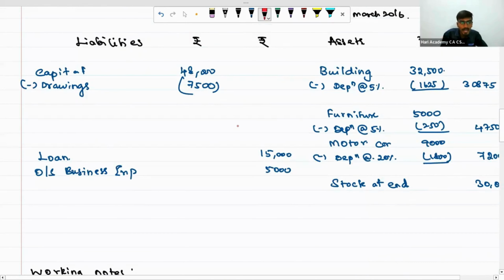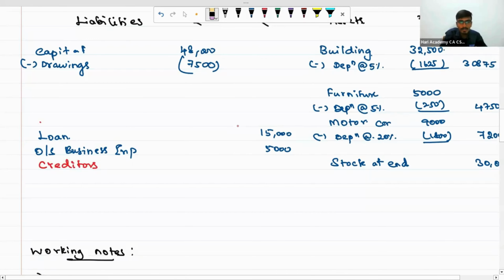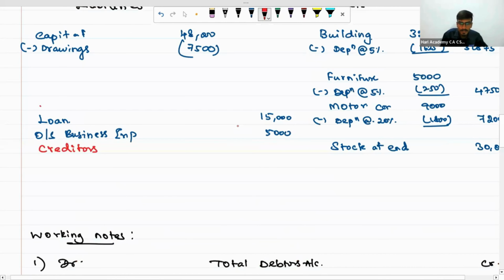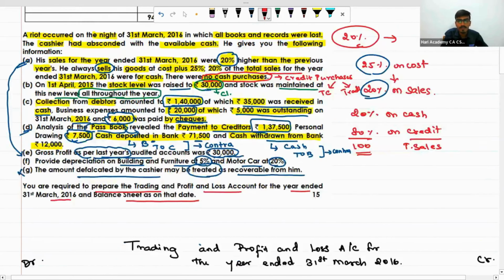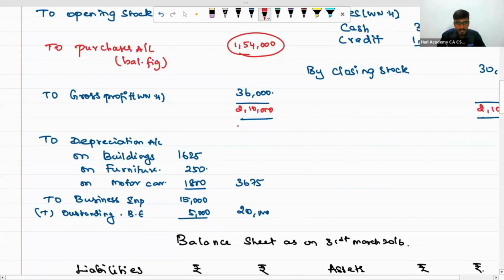In the balance sheet, I will write creditors, correct? What is the value I got? 47,500. 47,500 is the value. Done. Then this adjustment needs to be done.